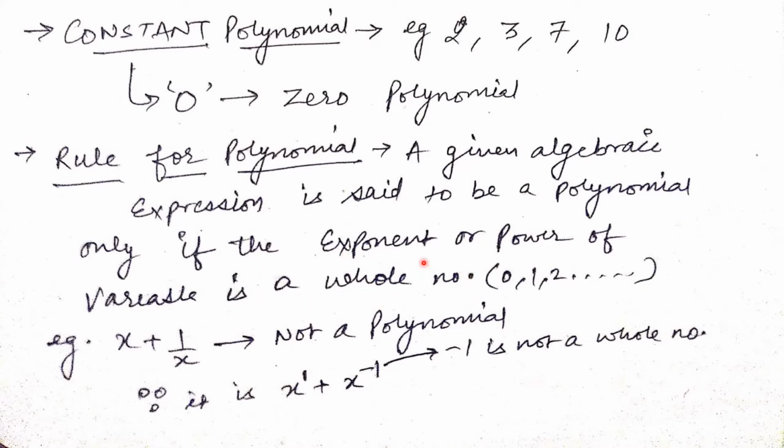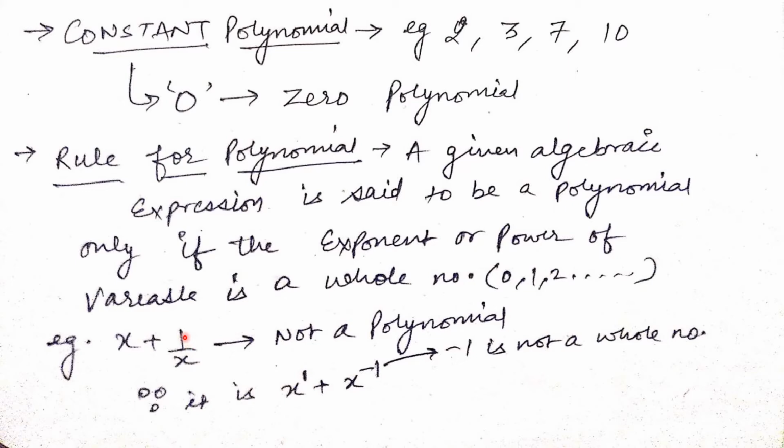If the power of any variable in the expression is not a whole number, in that case, it will not be considered as a polynomial. For example, you can see this example, x plus 1 by x. Although it looks very normal and we may say it is a polynomial, but by looking carefully, this x power is 1. This x is in the denominator.